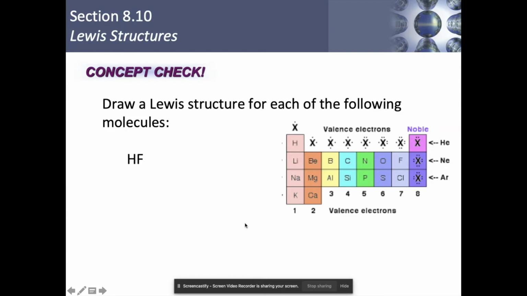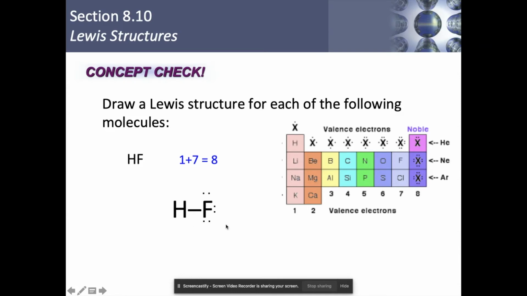What about HF? Let's put an H and an F together. So hydrogen's 1, fluorine is 7. I need 8 electrons. So we start with just a single bond. I can't add any dots to my hydrogen because it already has its duet, so I must add dots then to my fluorine, and now I've drawn the Lewis dot structure for hydrogen fluoride or for hydrofluoric acid, depending on how you want to look at it.